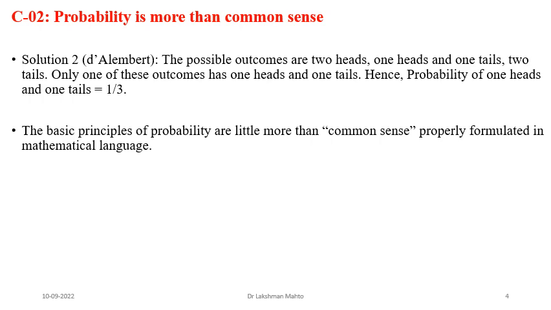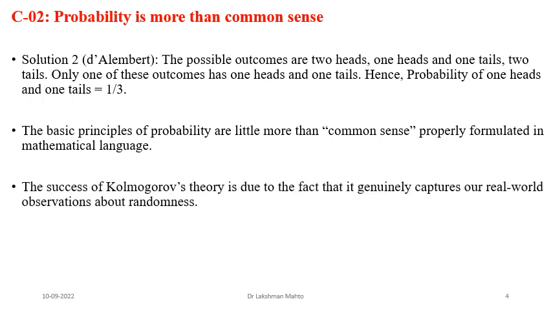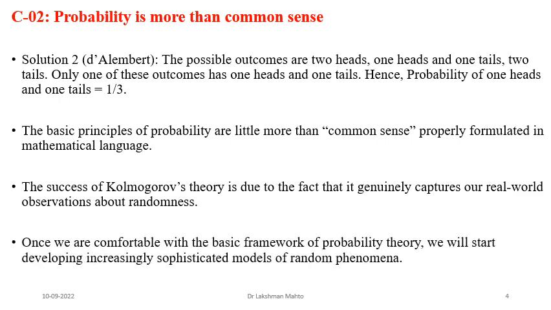One, you are using common sense. With common sense, D'Alembert has given the answer 1/3. Apart from common sense, what do you have to apply? You have to apply certain laws in order to make your common sense concrete. So there is common sense plus something, and that comes from probability law. The success of Kolmogorov's theory is due to the fact that it genuinely captures our real world observation about randomness. That's why nowadays, if somebody asks what is the modern definition of probability, it is given by Kolmogorov. So I will give that definition here.